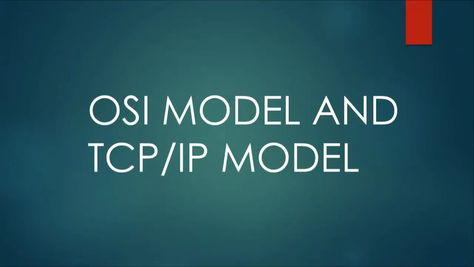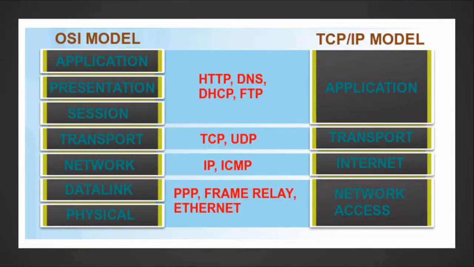What is the OSI model? Open System Interconnection model. And the TCP/IP model, Transmission Control Protocol/Internet Protocol model. In the OSI model we have 7 layers: physical, data link, network, transport, session, presentation and application. In the TCP/IP model we have only 4 layers: network access, internet, transport and application. Network access is equal to the physical and data link layers, internet is network, transport is transport, and application covers session, presentation and application.